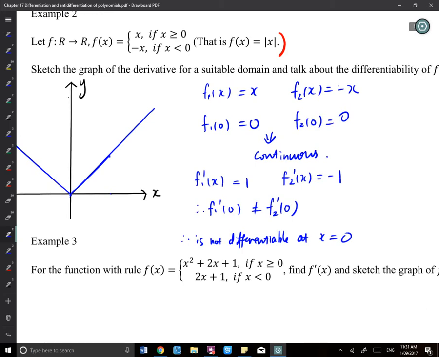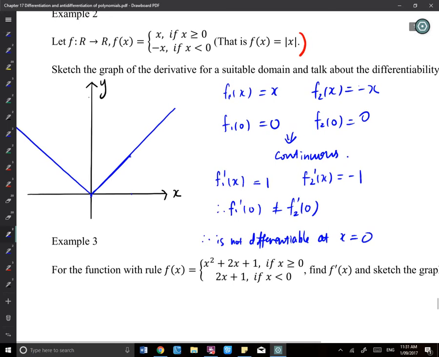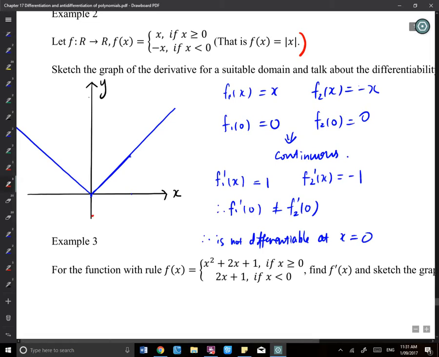Now sketch the graph of the derivative for a suitable domain. On the right hand side, when x is greater than 0, I will have 1. But at 0 it's not differentiable, so you will have an open circle at 1 and an open circle at negative 1 as well. The blue graph is f(x), but the red graph will be dy dx, or f dash x.